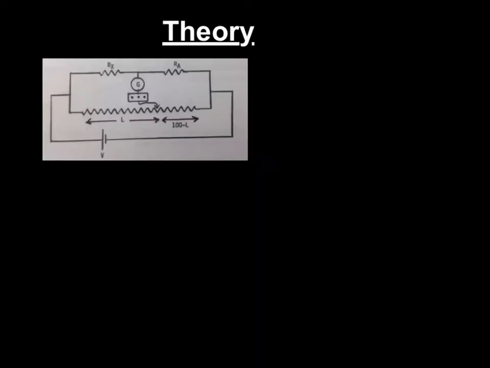Previously we mentioned that the voltage drop, whether you take the top path or the bottom path, in this circuit is the same. That's because you start on the plus side of the battery and you end at the minus side. But we've also said that we want the current in this galvanometer to read 0, which means that the voltage drop across Rx must be equal to the voltage drop across RL, and the voltage drop across RA must be equal to the voltage drop across 100 minus L.